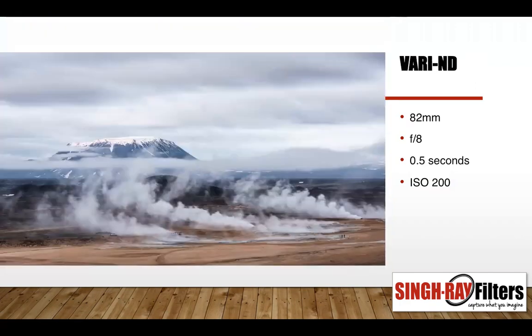Okay, so here I just wanted to show you I've still used the variable ND filter, and this is water in a different form. That's just steam coming off these geysers, taken at f/8, half a second exposure at ISO 200. I'm using the ND filter.